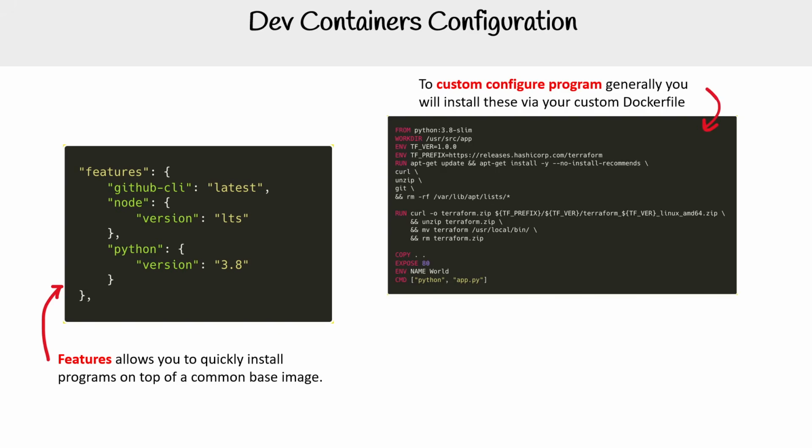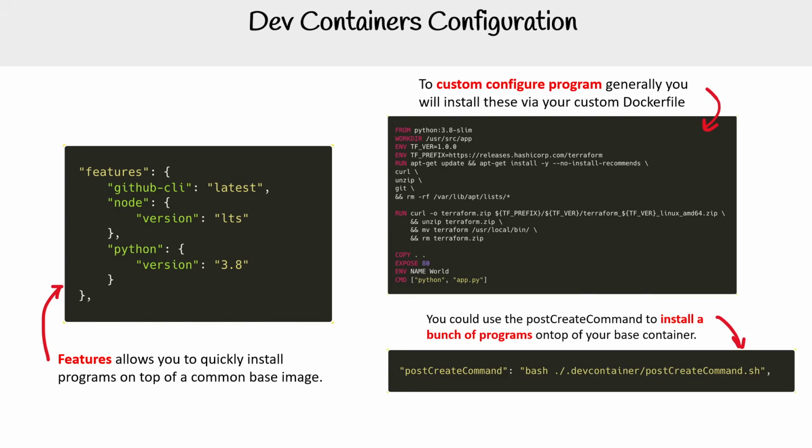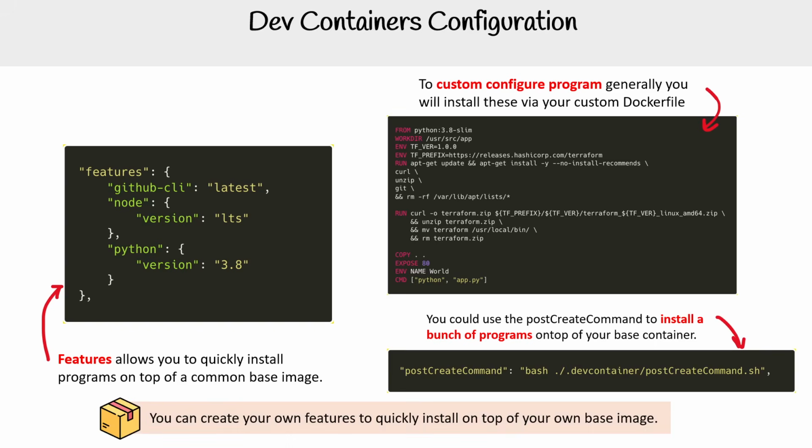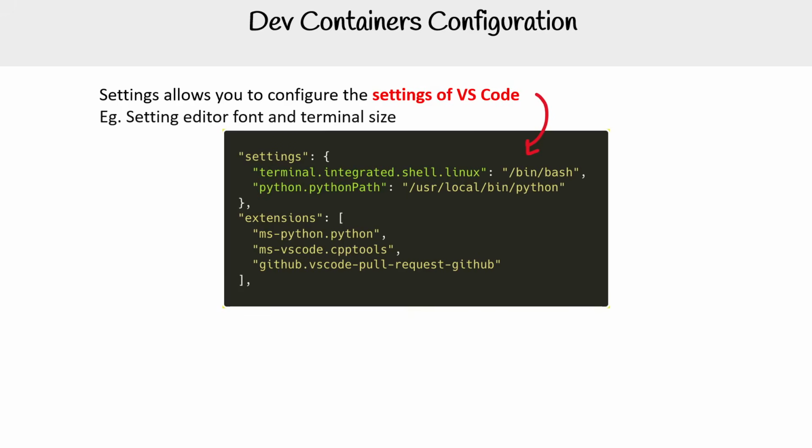You can also configure custom programs. You'd usually put that in your Dockerfile. You could also use the post create command to run a shell script. So there are a lot of ways to do post configuration or try to do something very similar. And as I said, you can create your own features to quickly install on top of your own base images. It is a lot of work to make features though.